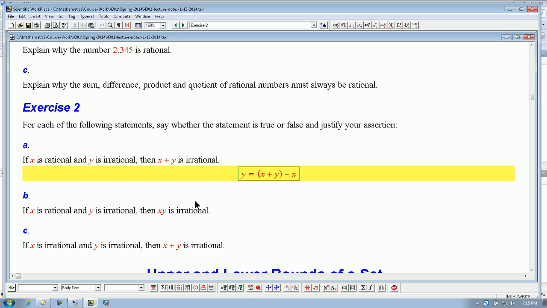I don't want to fuss about this. Part B, if x is rational and y is irrational, then x times y is irrational. Not necessarily. I'm hearing a no. I can find a counterexample. Who's voting yes?